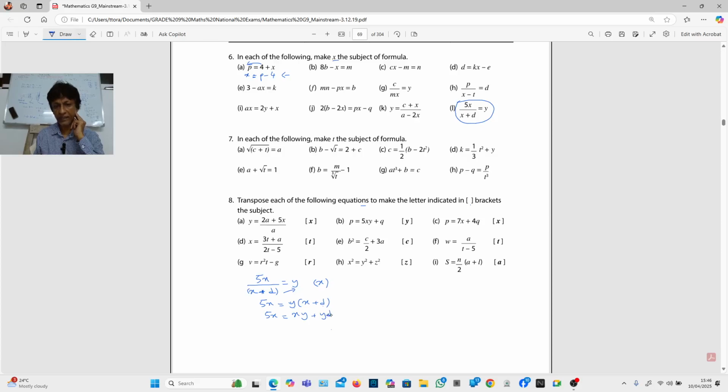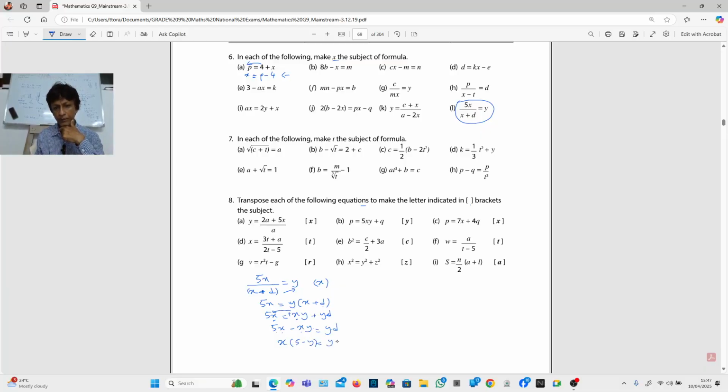Now you can see I can group the x together. Here we got x and here we got x, so maybe I'm going to group this on the other side. I've got 5x minus the xy, because xy, if there's nothing here, it means it's a plus. So when you send this on the other side, it becomes minus xy, and we're left with, on the right hand side here, yd. Can you see now that x is common in both terms? So what I'm going to do, I'm going to take the x outside, I'm going to factor it outside. This is factorization, and then inside I've got the 5 minus y.